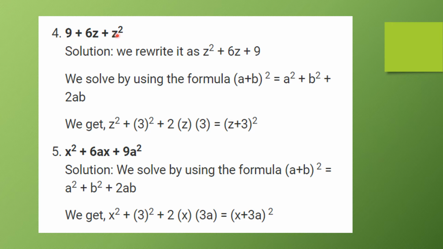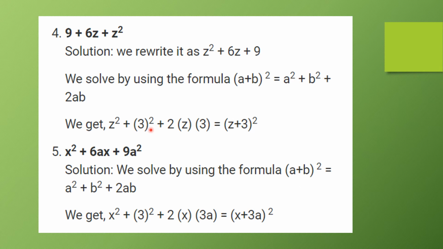Now, arrange in the descending order. Start with z squared plus 6z plus 9. If you multiply, you get 9, and if you add, you get 6. This is called sum and this is called product over here. Now, find it out. Z squared plus 3 squared becomes 9.